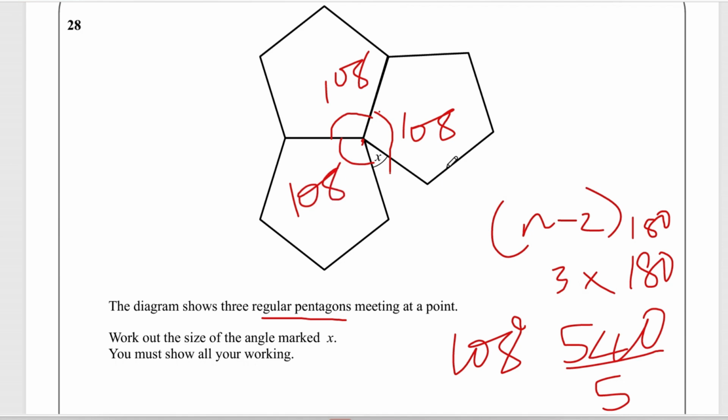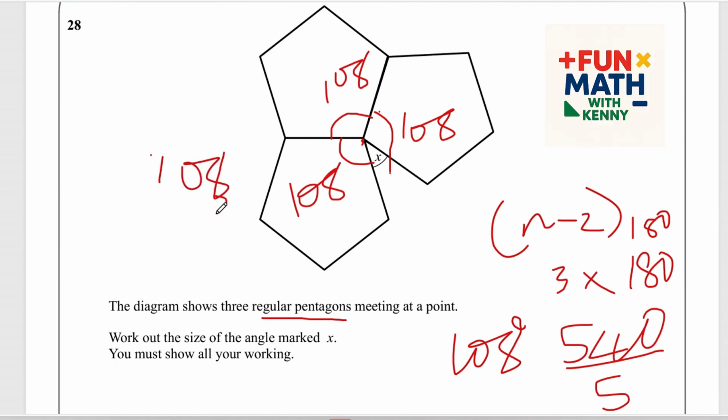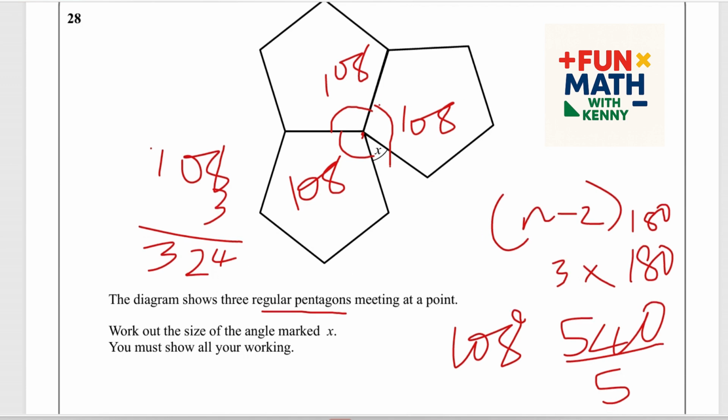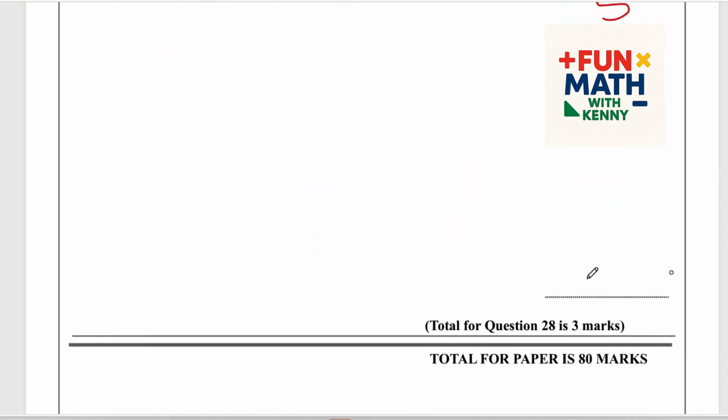So the next thing, how do we find x? All angles at a point add up to 360. You got 108 in 3 places, so if you do 108 times 3, that will give you 324 degrees. So the 3 pentagon angles add up to 324. Take away from 360, since with the x they add up to 360. So 360 minus 324 will give you 36. So that tells you that this angle is 36 degrees.